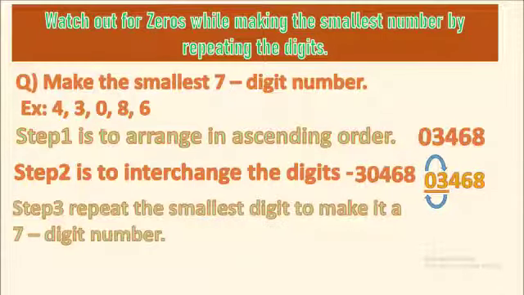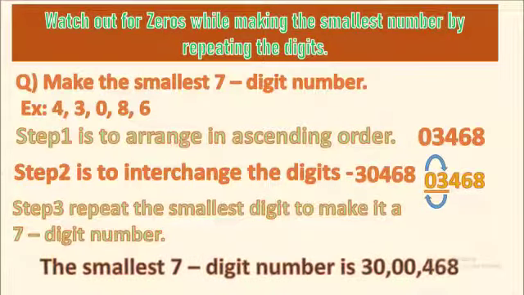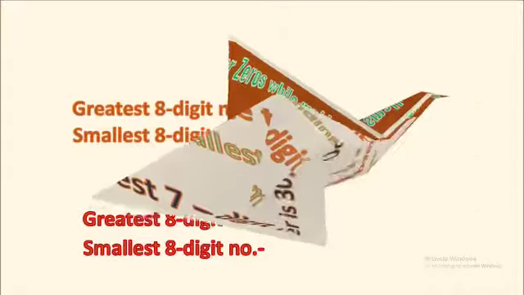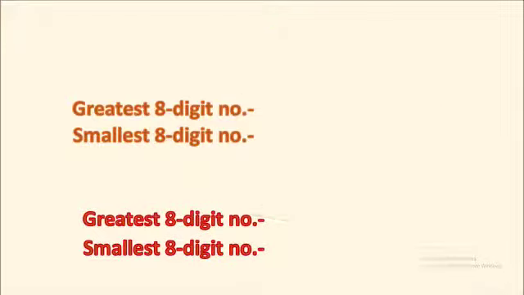So which digit are we going to repeat? The smallest digit. So the smallest digit is 0, so we will be repeating 0 here. So that will become 30,00,468 as the answer. Let's go for the next question.